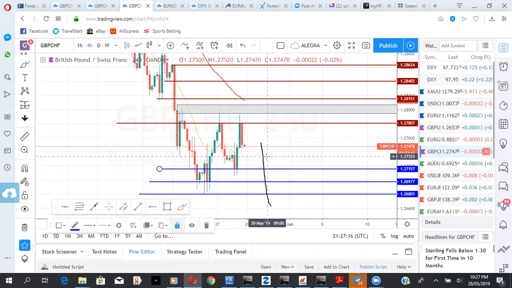Somebody is drawing on my chart. Please, could we not draw on my chart, please?